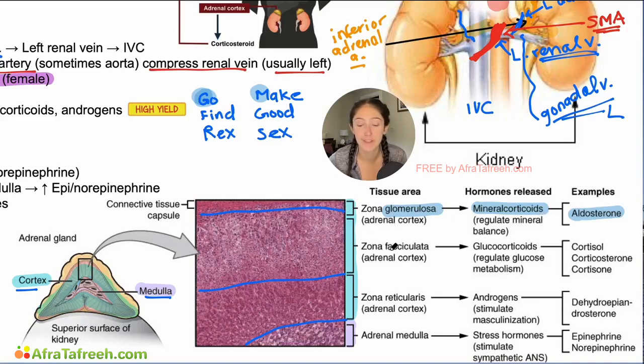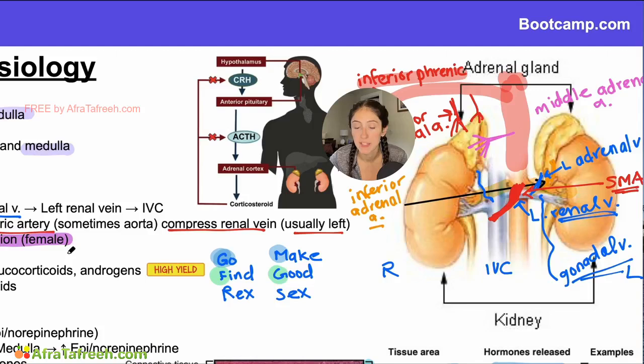Now, our second layer of the cortex is going to be your zona fasciculata, which is what the F stands for in our mnemonic. The zona fasciculata is going to produce glucocorticoids, which is what the G stands for. And some examples of important glucocorticoids are things like cortisol or corticosterone, cortisone. So if you remember back to some of our anterior pituitary and hypothalamus lectures, our hypothalamus is going to secrete CRH. This is going to travel to our anterior pituitary.